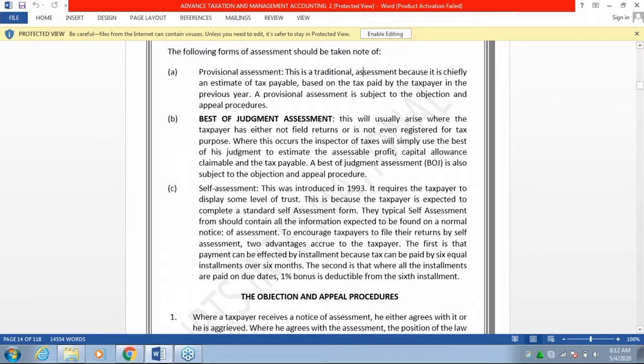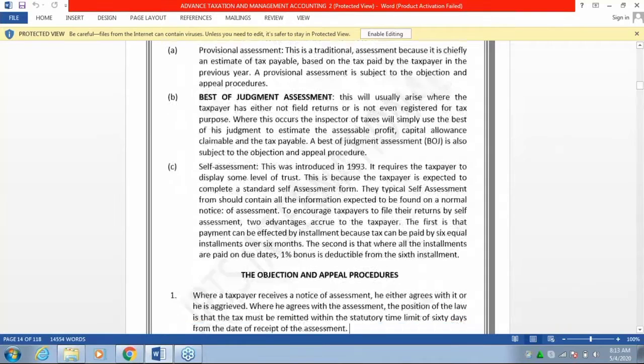And another advantage to the taxpayer is this: where all the installments are paid on the due date, a 1% bonus is deductible from the 6th installment. Now, the objection and appeal procedures.